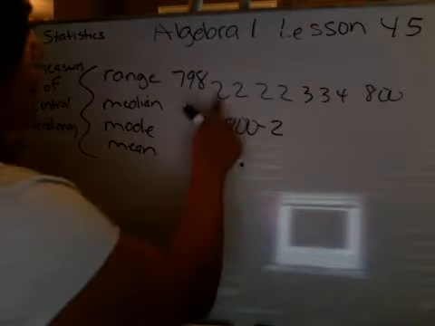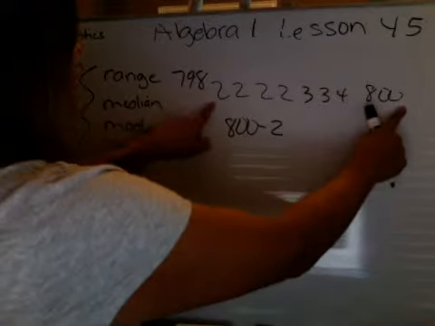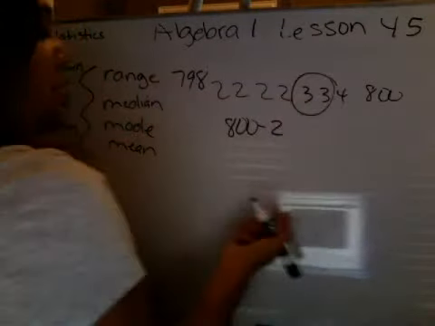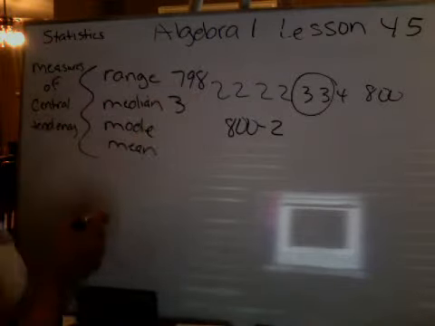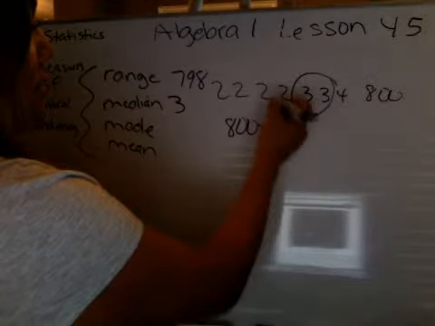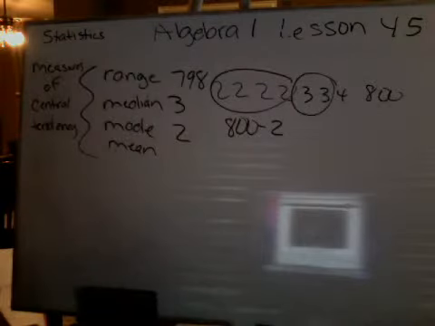What's the median? Well, there's 1, 2, 3, 4, 5, 6, 7, 8, 9, 10 numbers. So you're going to find the two middle, 5 and 6. And your average is the same number. Your median is going to be 3. Okay, your mode. 2 appears 4 times. So our mode is 2 because it appears 4 times.